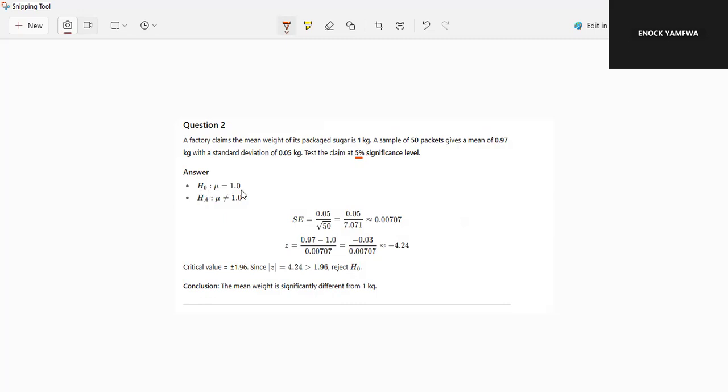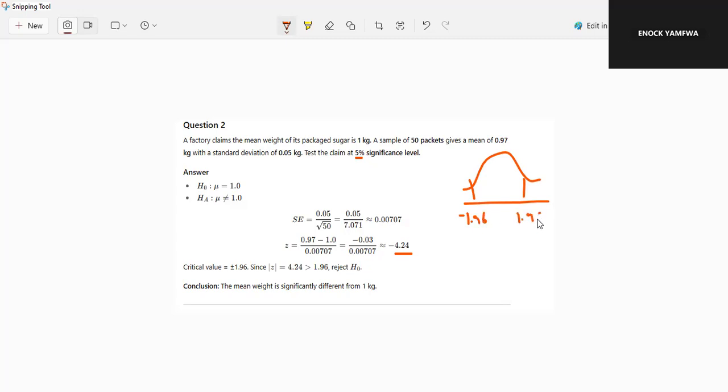So we put mean is 1.0, mean is not equal to 1.0. The standard error is standard deviation over root n. So you find 0.007. So the z is simply x bar minus mu over standard error. So here we're finding what? Negative 4.24. At 5%, what is our z? 1.96. So here we put negative 1.96 on the left side, and here 1.96 on the right side.